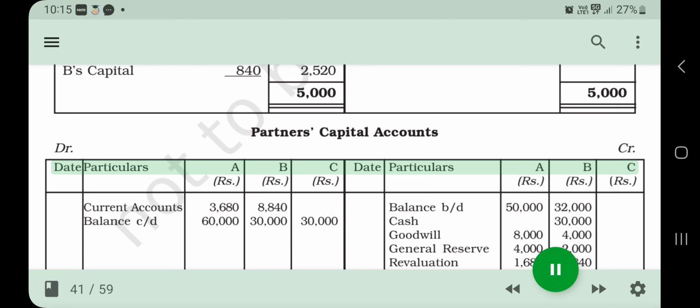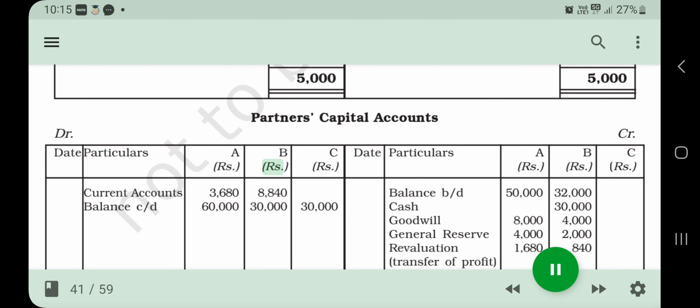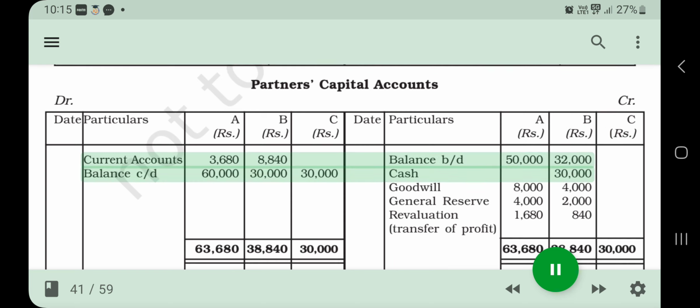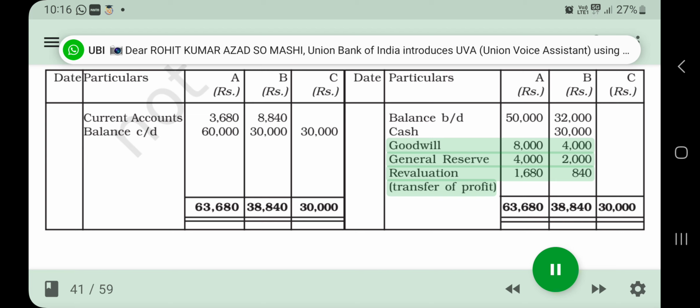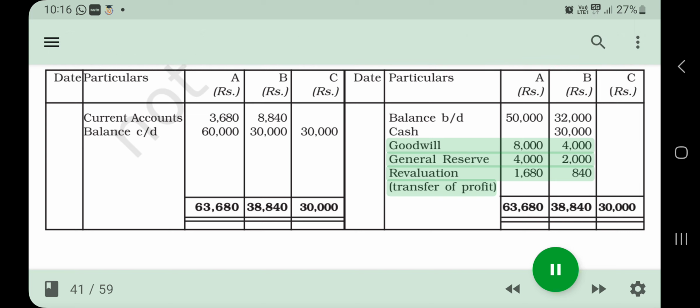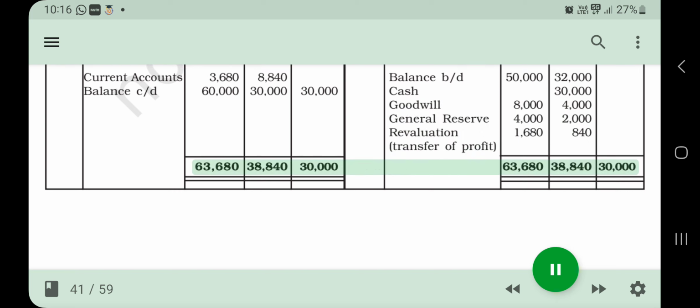Partners' capital accounts. Dr. Cr. Date, particulars, A, B, C. Current accounts 3,680, 8,840, balance B/D 50,000, 32,000, balance C/D 60,000, 30,000, 30,000, cash 30,000. Goodwill 8,000, 4,000, general reserve 4,000, 2,000, revaluation 1,680, 840, transfer of profit. Totals 63,680, 38,840, 30,000.